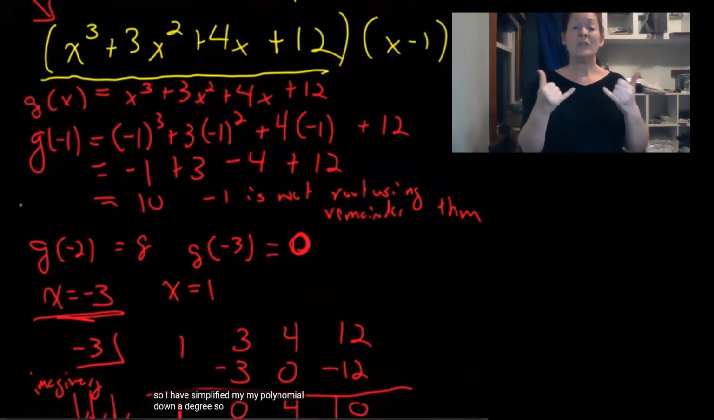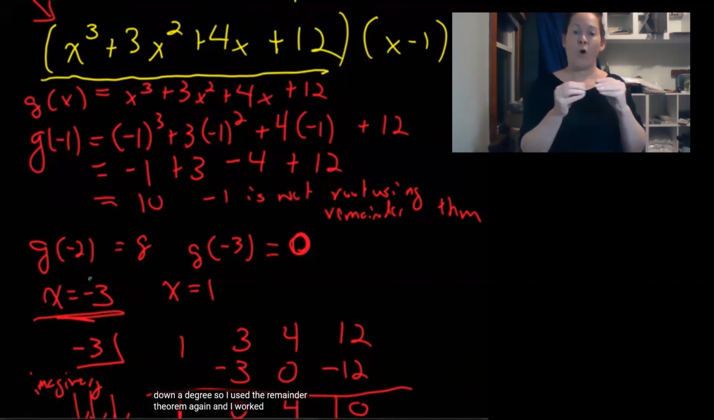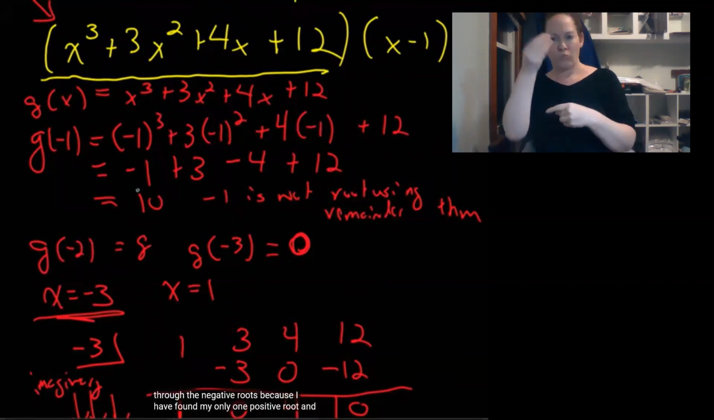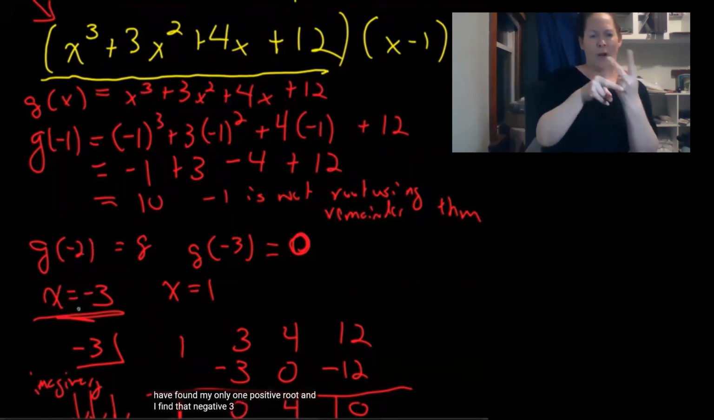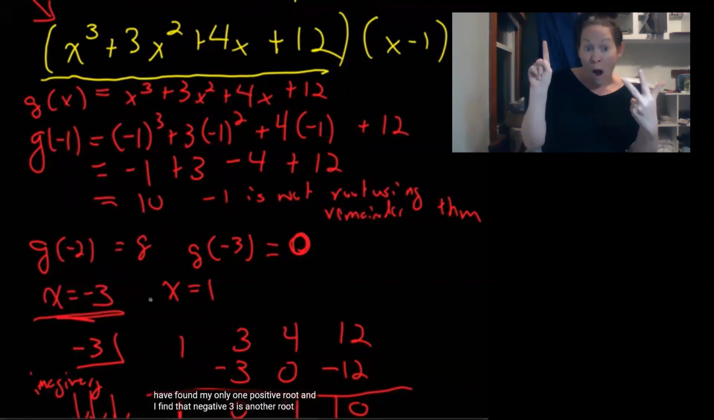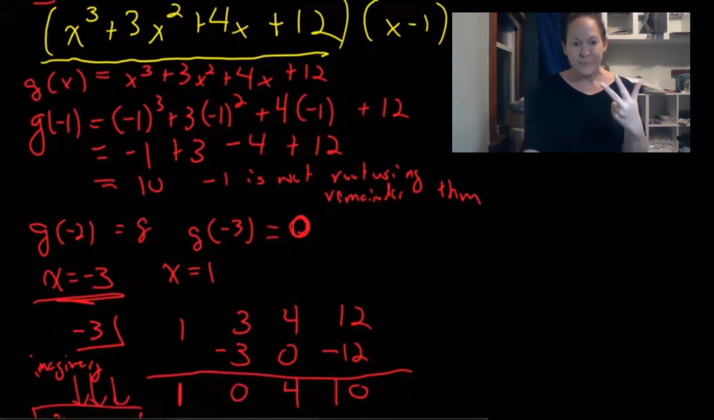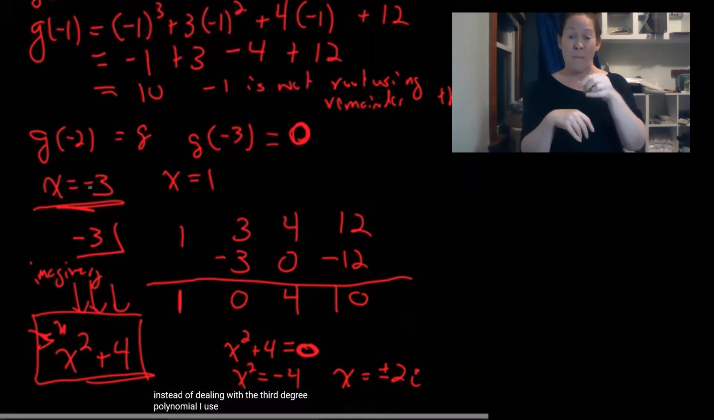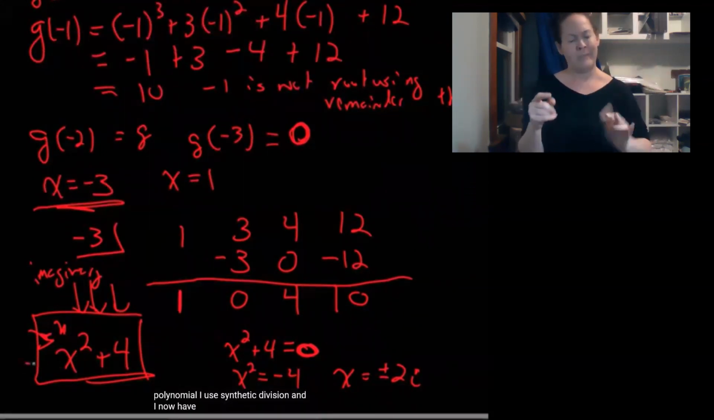polynomial down a degree. So I use the remainder theorem again, and I work my way through the negative roots, because I have found my only one positive root. And I find that -3 is another root. Instead of dealing with the third degree polynomial, I use synthetic division, and I now have a quadratic.